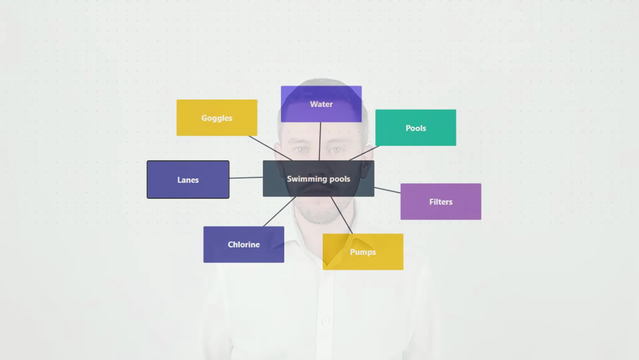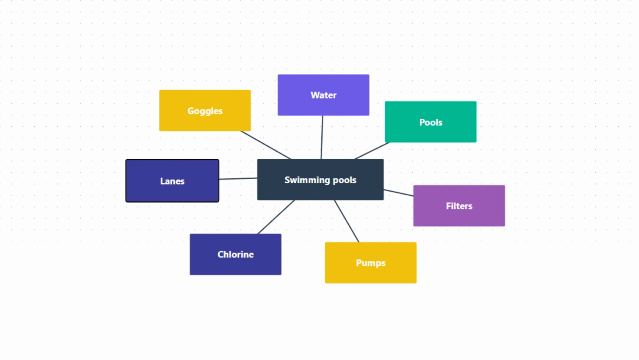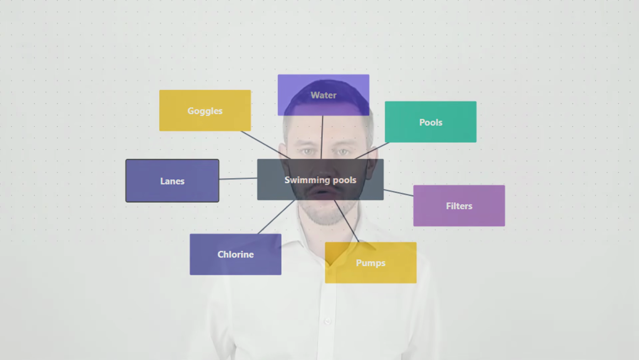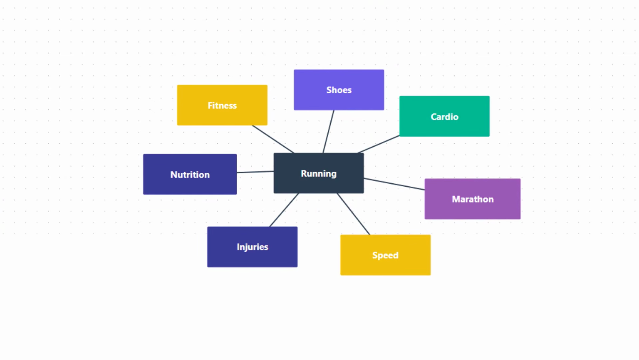LSI stands for Latent Semantic Indexing, and these are the type of keywords that are related terms that help Google to understand your topic better. For example, if you're writing about swimming pools, you'd naturally end up mentioning things like water, filters, pumps, chlorine, etc. And if you were writing about running, you would end up mentioning things like shoes, cardio, marathons, and so on. That's because these are the semantically related terms.